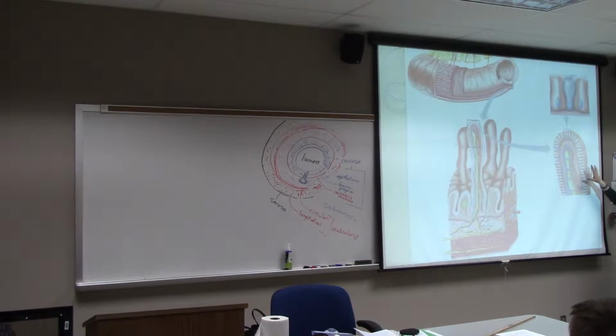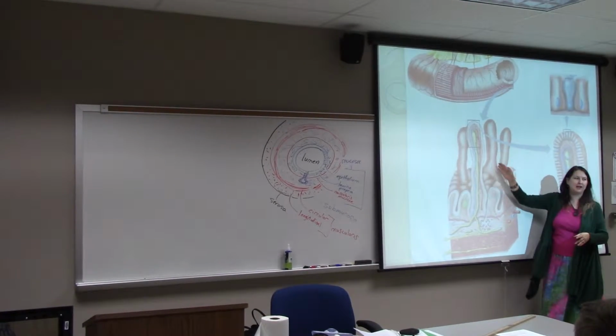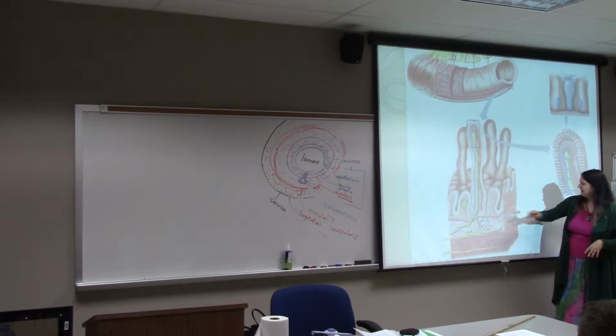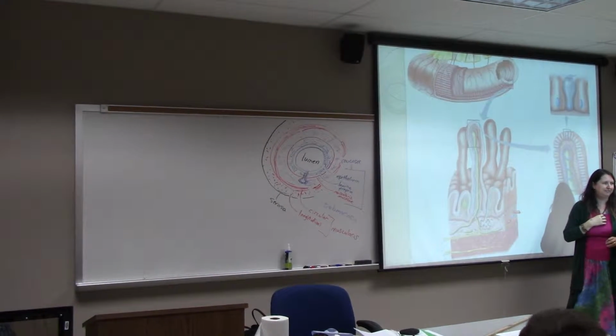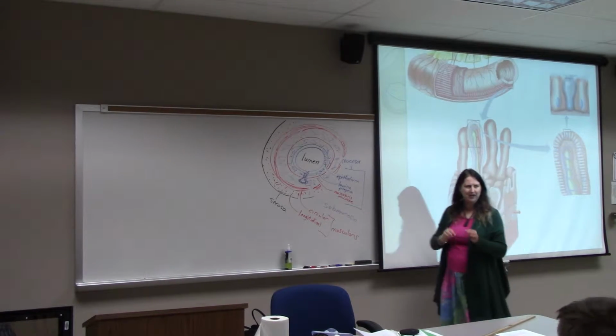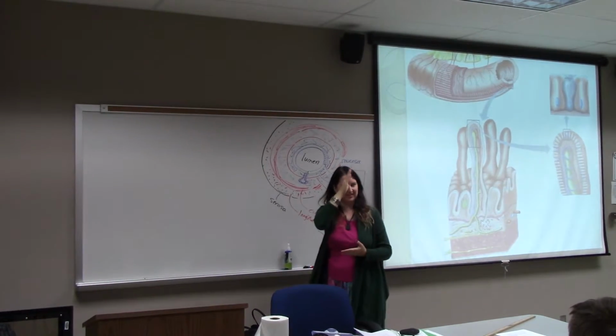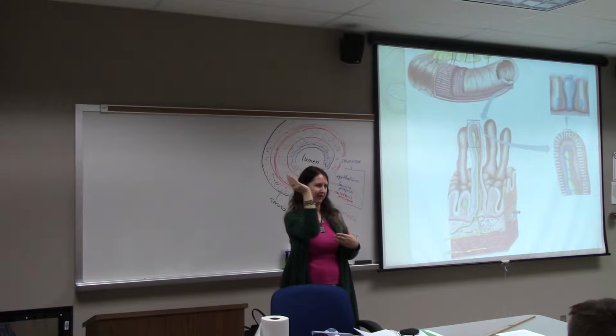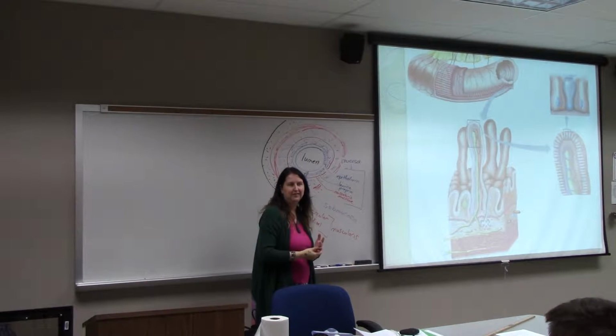Here's a close-up of just part of mucosa, so you can see the epithelium and the lamina propria. Because it's sticking up like this, it doesn't have muscularis mucosae. Although in some cases there is a little bit that sticks up into there and can help move those bumps.